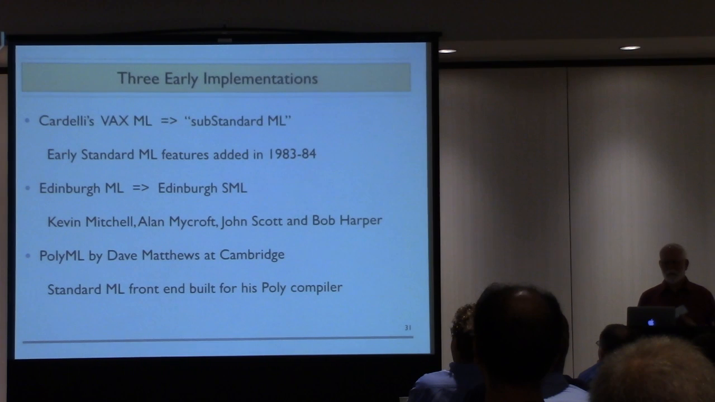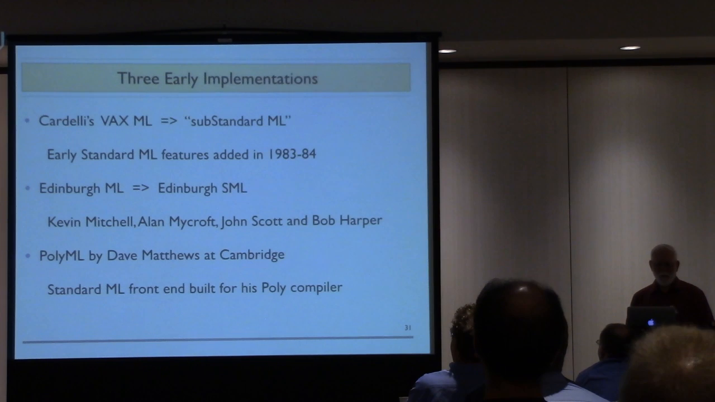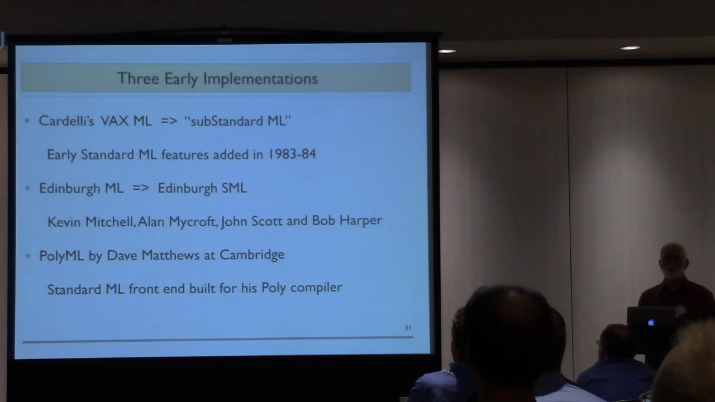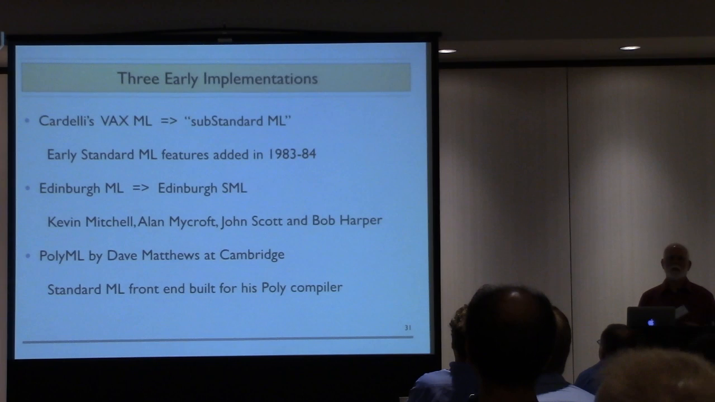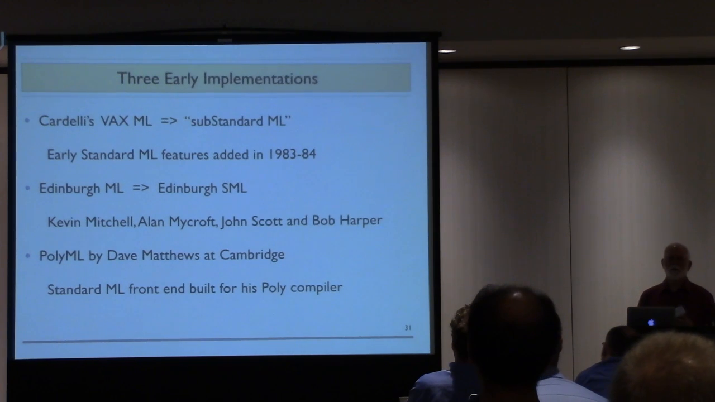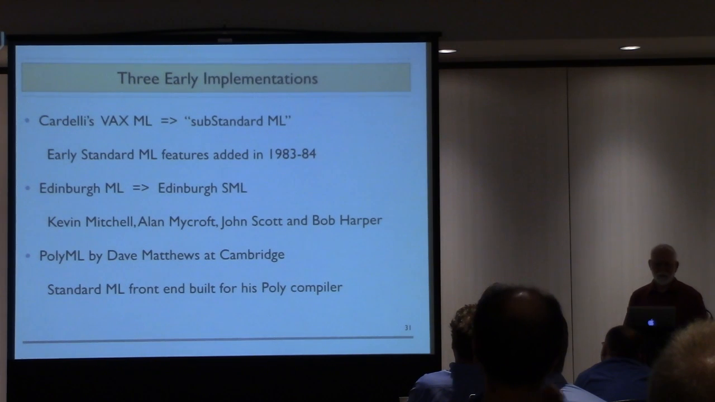There are three early implementations. I mentioned that Cardelli ML kind of evolved toward standard ML a ways. We called it substandard ML. Edinburgh ML was another implementation where Alan Mycroft and Kevin Mitchell took Cardelli's compiler and rewrote it in itself so that it could bootstrap itself. It was originally basically the same dialect as Cardelli's VAX ML. And then they evolved that during the ML design process into something that was approximately standard ML. And Andrew Appel and I used that to begin developing Standard ML of New Jersey later on.